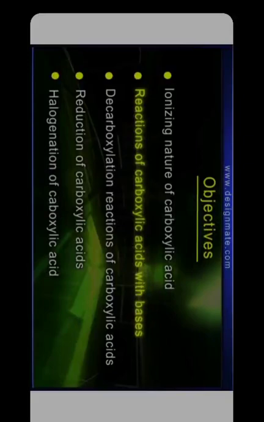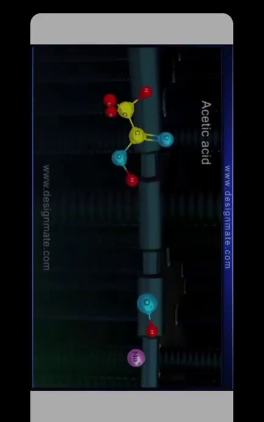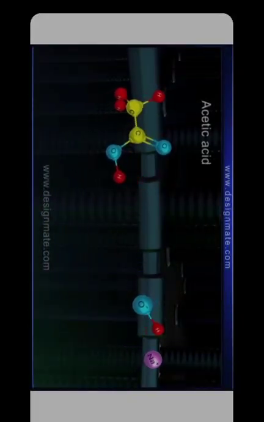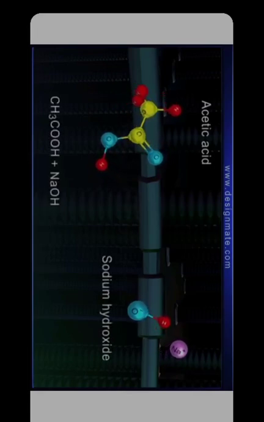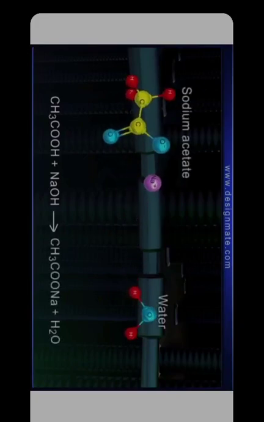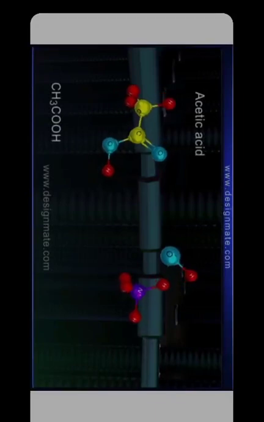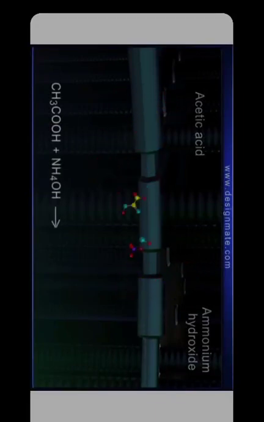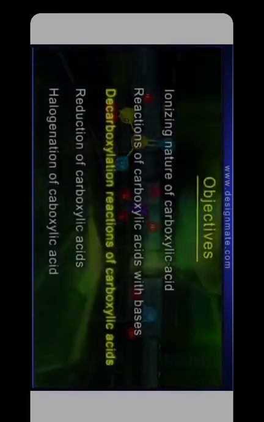Reactions of carboxylic acids with bases. Add a little sodium hydroxide solution to a beaker filled with acetic acid solution. The addition of sodium hydroxide solution neutralizes the acetic acid solution. Here, acetic acid reacts with sodium hydroxide to give sodium acetate along with water. Similarly, acetic acid reacts with ammonium hydroxide to give ammonium acetate along with water.